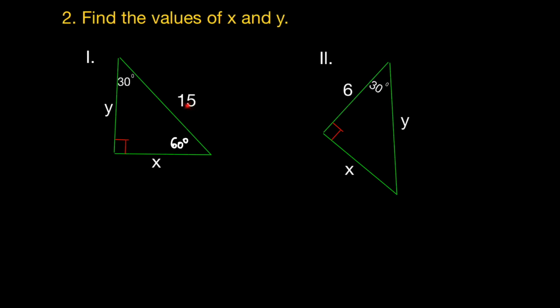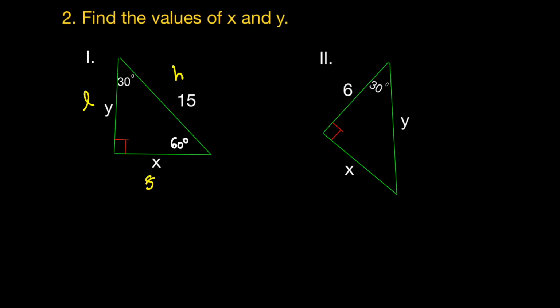Now, the length that's across 90 degrees, recall that that's going to be called the hypotenuse, so I'm going to label it H. The length that's across 30 degrees, we're going to call that the small leg. So I'm going to label it S. And then the length that's across 60 degrees, that's going to be the long leg. So I'm going to call it L.